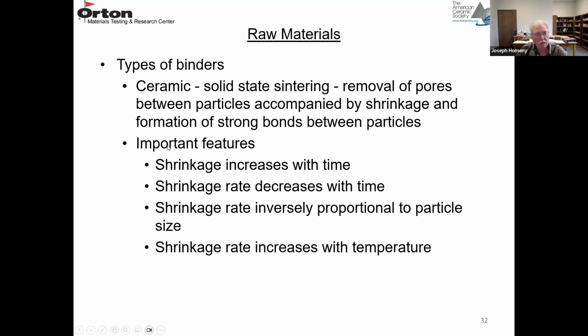So some important features of solid state sintering. The shrinkage increases with time at a constant temperature. The shrinkage rate decreases with time at a constant temperature, and the shrinkage rate is inversely proportional to particle size. So the finer the particle size, the more reactive, the faster the shrinkage rate. And the shrinkage rate is going to increase with temperature. So if you increase the sintering temperature, the shrinkage is going to take place even faster.